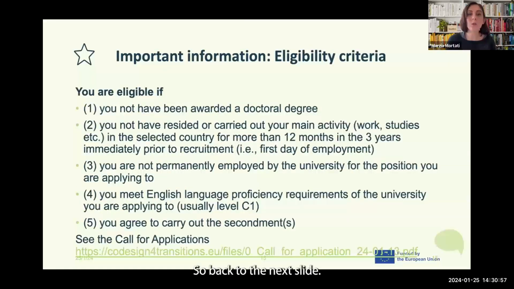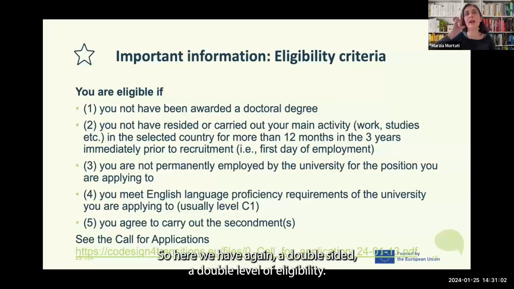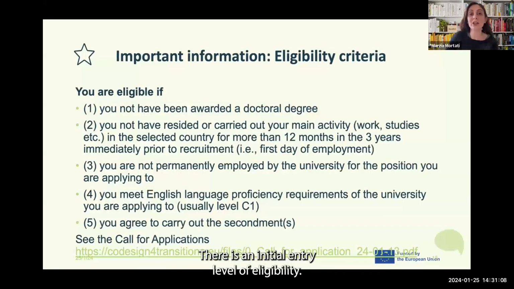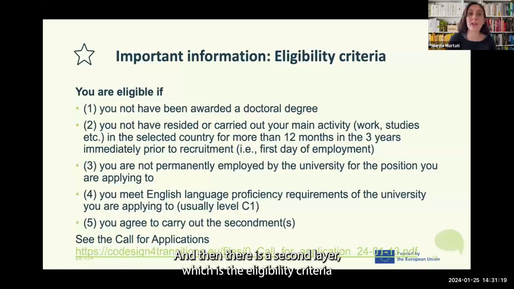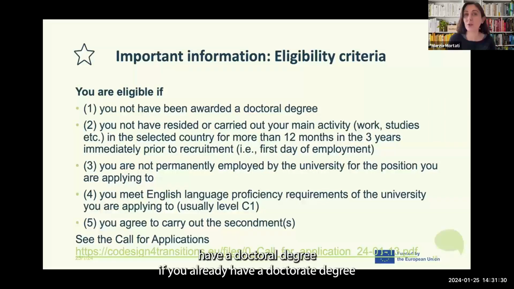So over to the next slide, what are the eligibility criteria that we look for? Here we have, again, a double level of eligibility. There is an initial entry level that concerns the rules of the European Commission for getting the Marie Curie funding. And then there is a second layer, which is the eligibility criteria of each individual university that is hosting a PhD position. So first of all, very important, you should not already have a doctoral degree. If you already have a doctoral degree, unfortunately, you are not eligible for these positions.